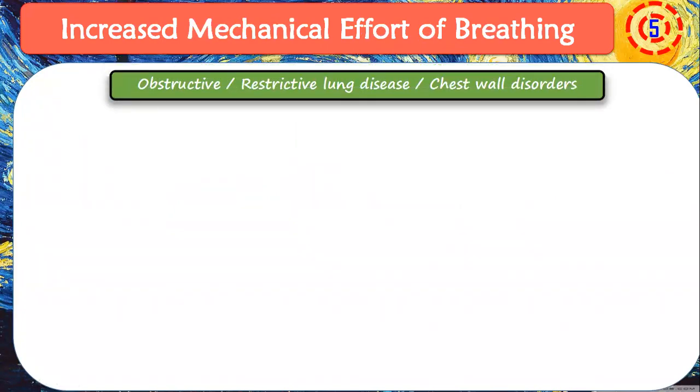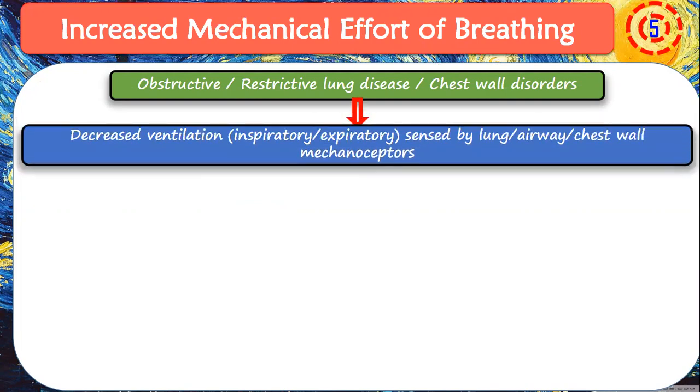So if there's presence of any obstructive or restrictive lung disease, or chest wall disorders, then these diseases will lead to decreased ventilation, whether that be inspiratory or expiratory or both, based on which type of disease it is. For example, in the case of obstructive diseases, there's more of an expiratory ventilation decrease, whereas in the case of restrictive, there is a decrease of both inspiratory as well as expiratory ventilation.